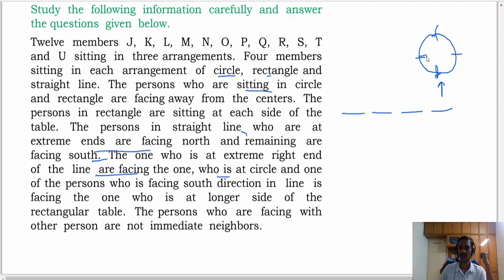Then all the persons are away from the center. అంతే కదండి, all the persons are away. The one who is sitting at the extreme right end of the line are facing the one who is at the circle, and one of the persons who are facing south direction in line. Line లో south direction అంటే వీళ్ళిద్దరు. And these two persons are facing the rectangular table. వీళ్ళిద్దరు ఇప్పుడు దేనికి చెప్పండి, rectangular table face చేస్తారు. వీడైనా rectangular table చేయాలి, వీడైనా rectangular table చేయాలి.